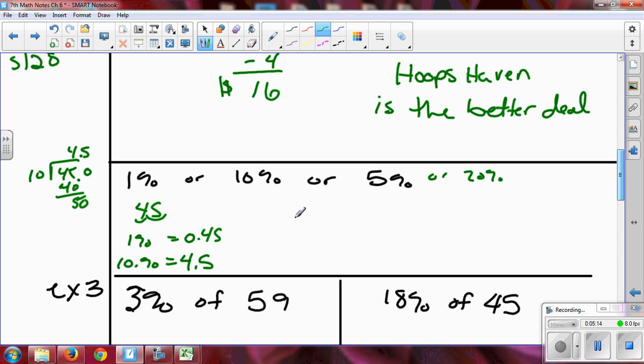And what I said about 5% or 20%, well, you can find 5% by taking half of 10%. So half of 10%, or half of 4.5, will be 2.25. Or you could find 20%. You can find 20% by multiplying 10% by 2. So if I multiply by 2, I get 9.